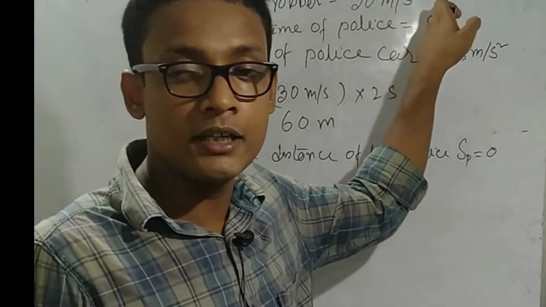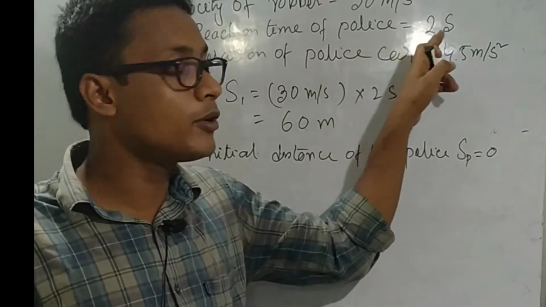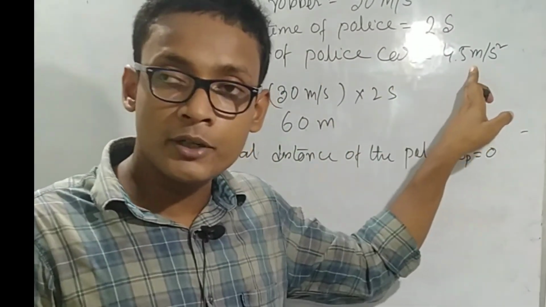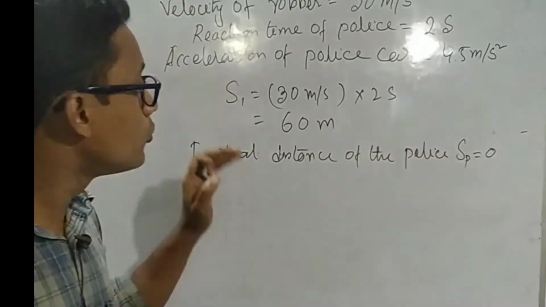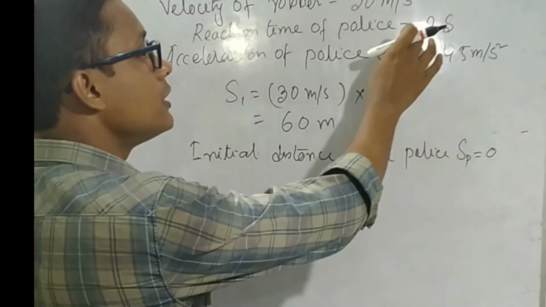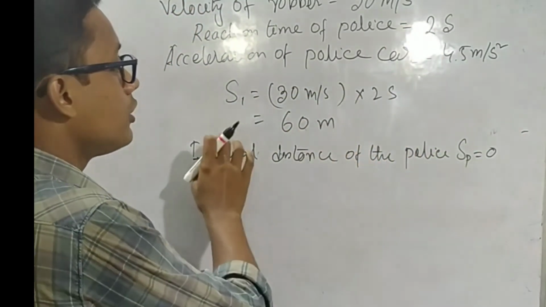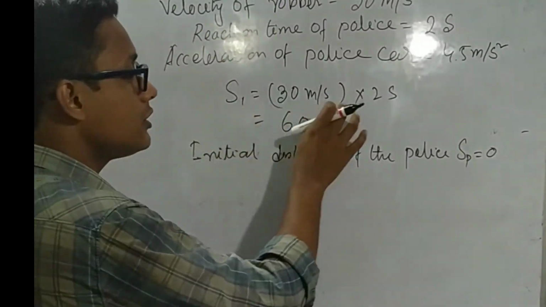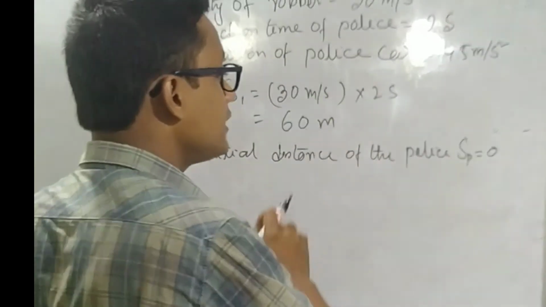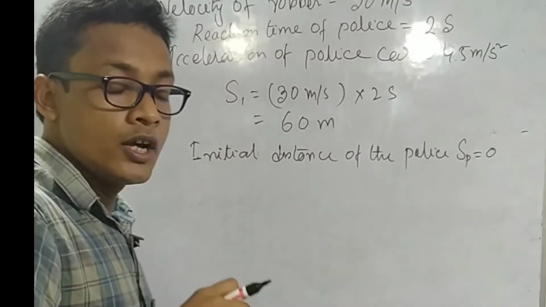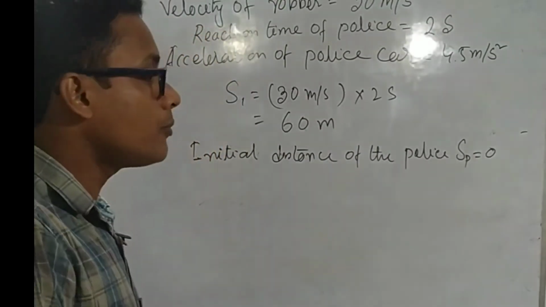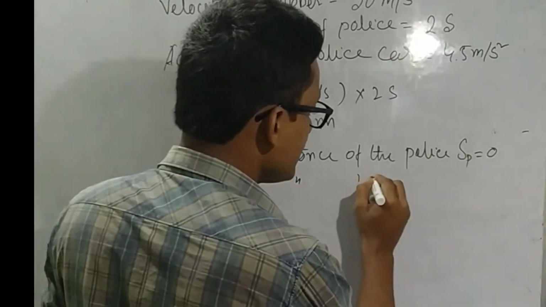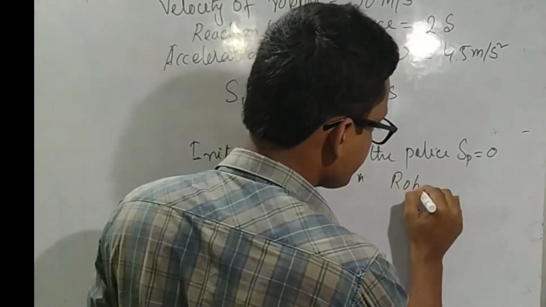From this problem we can conclude the velocity of the robber is 30 meters per second, the reaction time of the police is 2 seconds, and the acceleration of the police car is 4.5 meters per second squared. So within this reaction time of police, the robber will cross some distance. If the distance is S1, then S1 is equal to 30 into 2 seconds, that is 60 meters. Now the initial distance of police, SP, is equal to 0, and the initial distance of the robber is 60 meters.